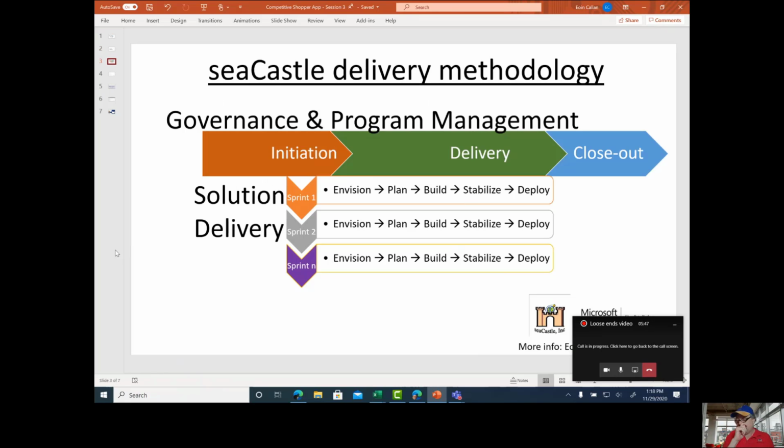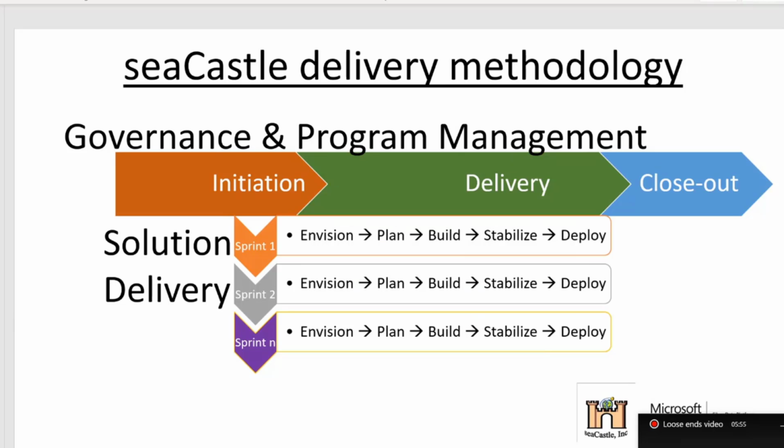For this particular video, I'd like to point out that with cleaning up the loose ends, there would be far fewer loose ends if we had followed the Seacastle delivery methodology from the beginning. There are 2 major components to our delivery methodology. There's the governance and program management, which is the top arch of initiation, delivery, and closeout. And then we have solution delivery, where there are iterative sprints of envision, plan, build, stabilize, and deploy. Each of these sprints delivers a working piece of software, and ultimately there is an engagement that comes to an end. That is the entire methodology.